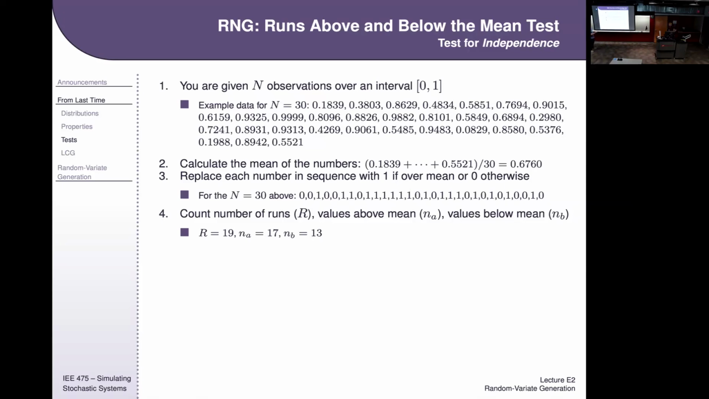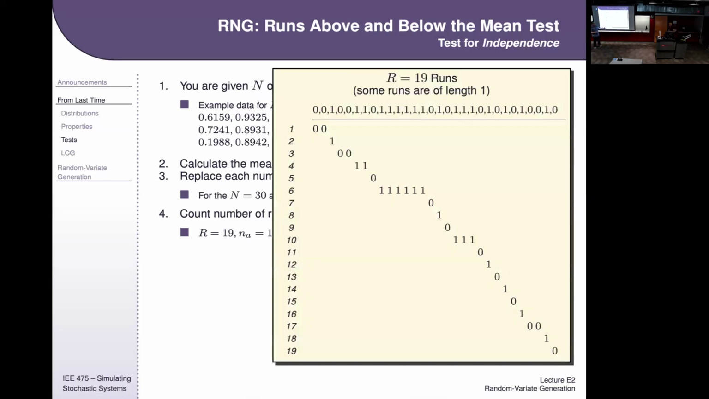So in this case, and I'll show you where I got this, I've got 19 runs. I've got 17 above the mean and 13 below the mean. So I also need you to count all the ones and all the zeros. So there's 17 ones, 13 zeros, and 19 runs. Let's see those 19 runs. So this is that sequence, and I just broke it up into those 19 runs.